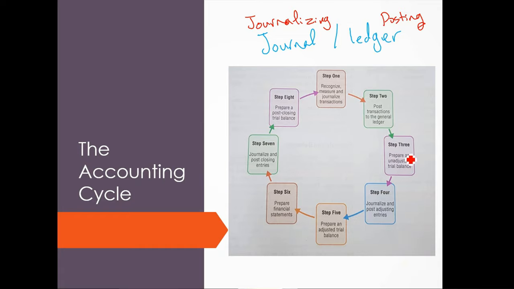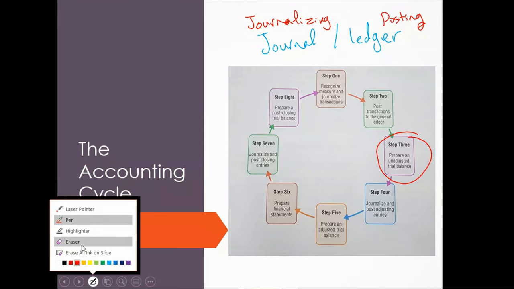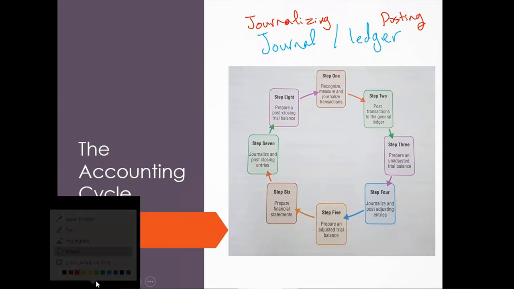Step number three, we prepare an unadjusted trial balance. We're going to learn how to do a trial balance where we put our debit and credit accounts. I will explain to you what debit and credit mean. Then we journalize and post adjusting entries. Then we do the adjusted trial balance. Then we prepare the financial statements, journalize the post-closing entry, and prepare the post-closing trial balance, and like this, we finish.